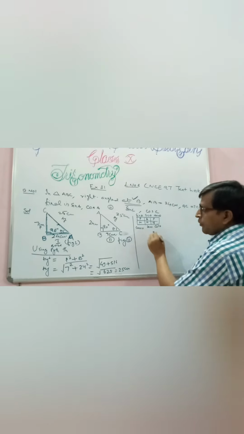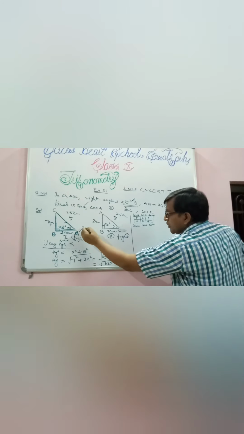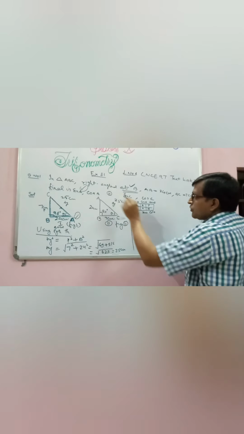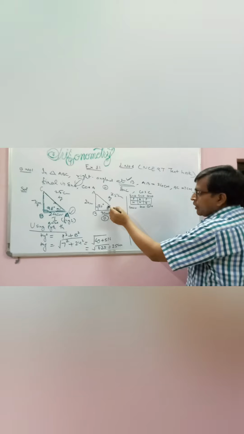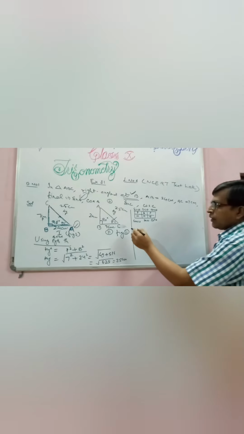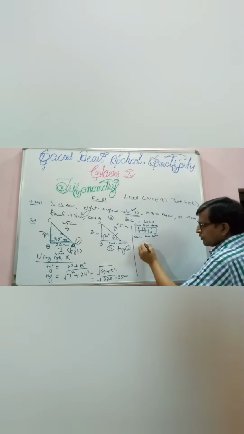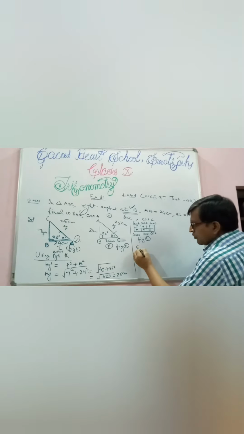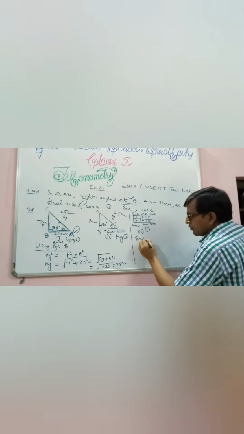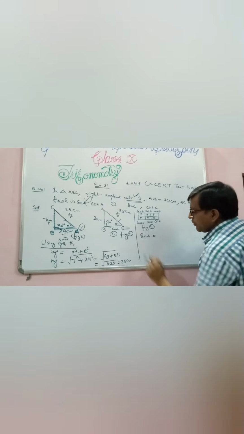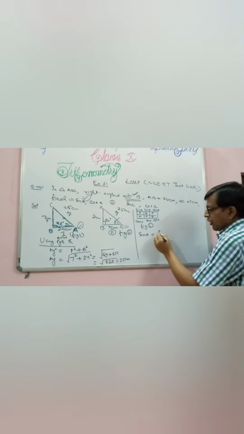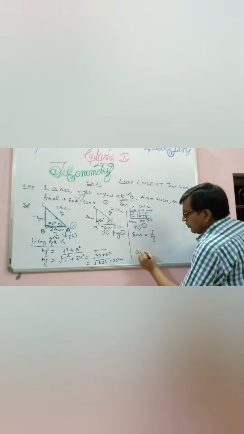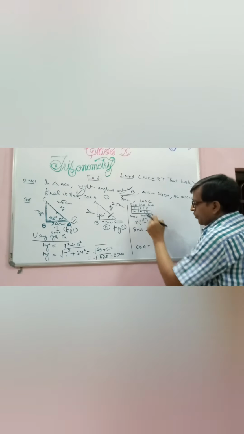When you are finding sin A, you apply it to figure 1. Cos A, figure 1. Sin C, cos C, because C is theta in the second figure, so we write it for the second figure. Figure first: sin A, because theta is here, is perpendicular upon hypotenuse; cos A is base upon hypotenuse.